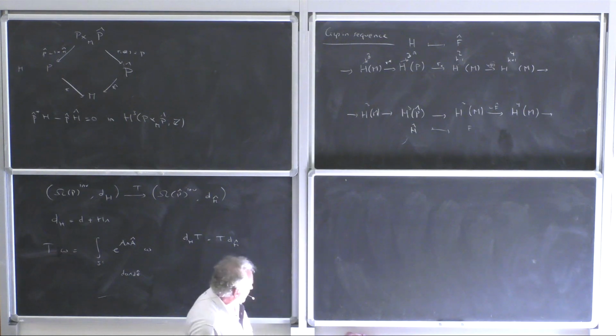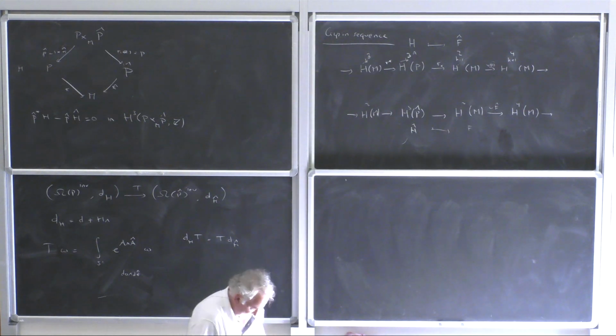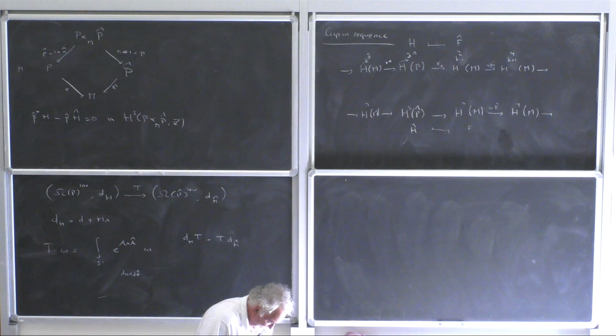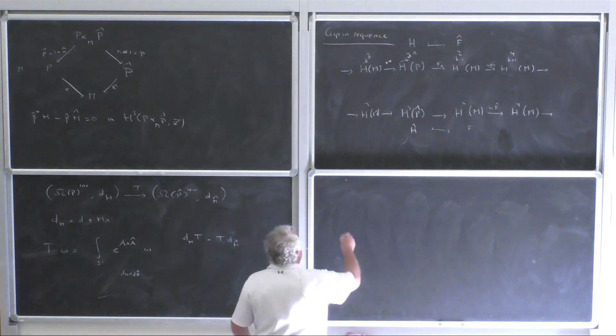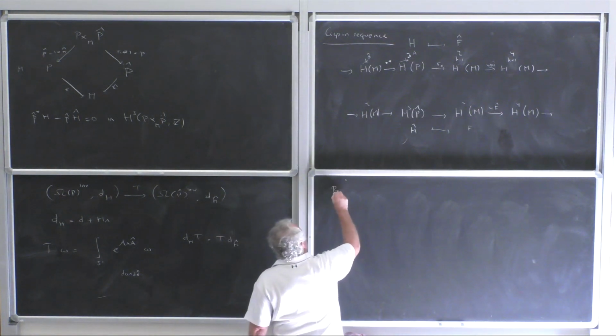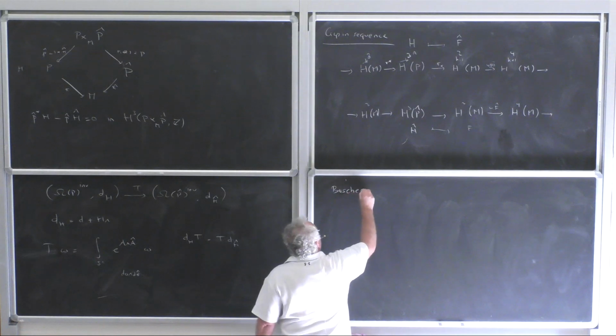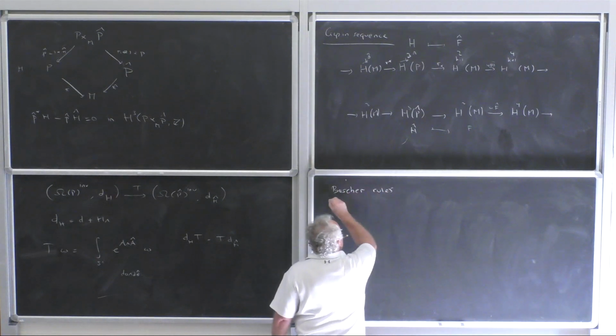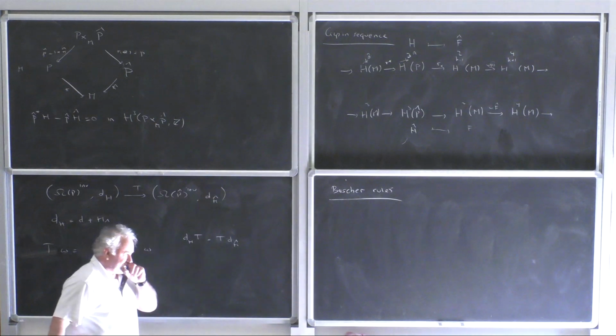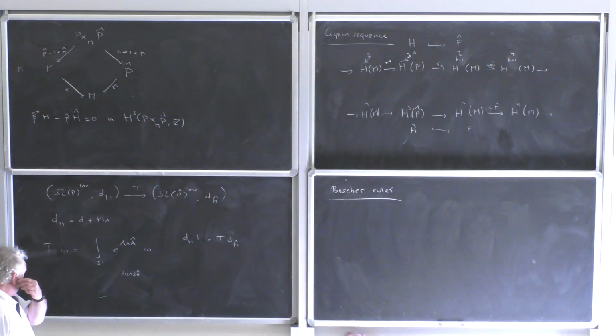So what I'd like to do now is derive these formulas, or to tell you how to derive them. These collection of formulas are called the Buscher rules. They can be derived from a sigma model formulation of string theory.